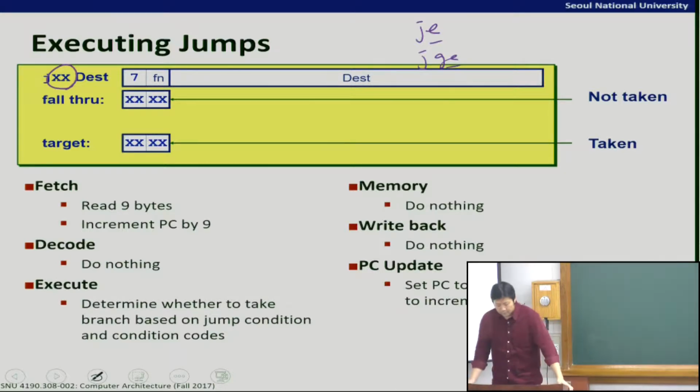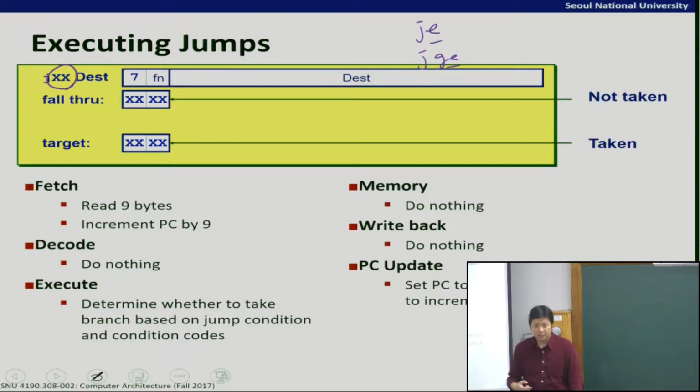Depending on the jump condition and the condition code, you have to determine, in the execute stage, whether to take the branch or not. In the memory stage and write back stage, do nothing. In the PC update stage, you overwrite the value of PC with the correct target address. It will be either the target address within the instruction or just the next instruction, depending on the condition, right?